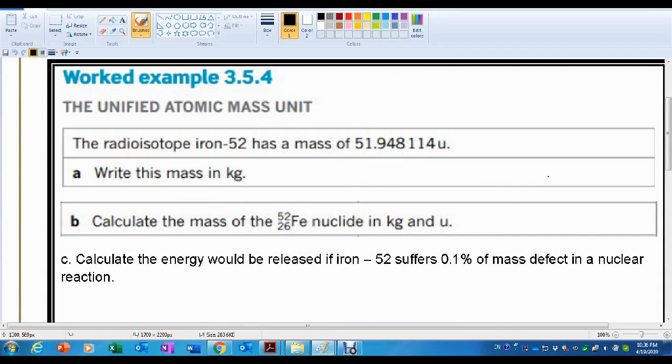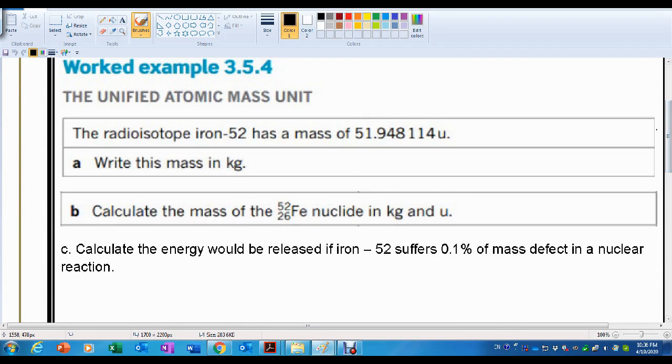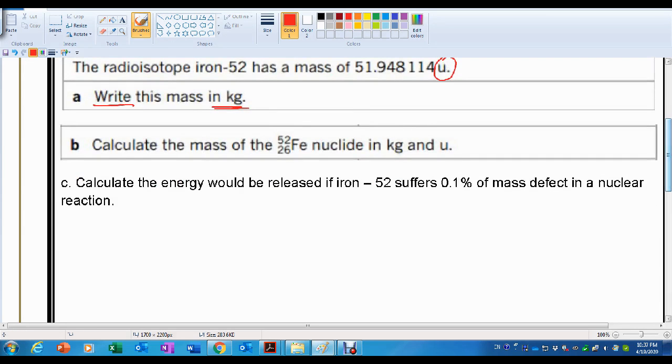So let's see this question. It's about how to convert unified atomic mass units into other units. The radioisotope iron-52 has a mass of that many u. You need to be very careful about the unit by now. If that's u, that means they are using unified atomic mass unit. And write this mass in kilogram. So you need to write the mass into another unit.